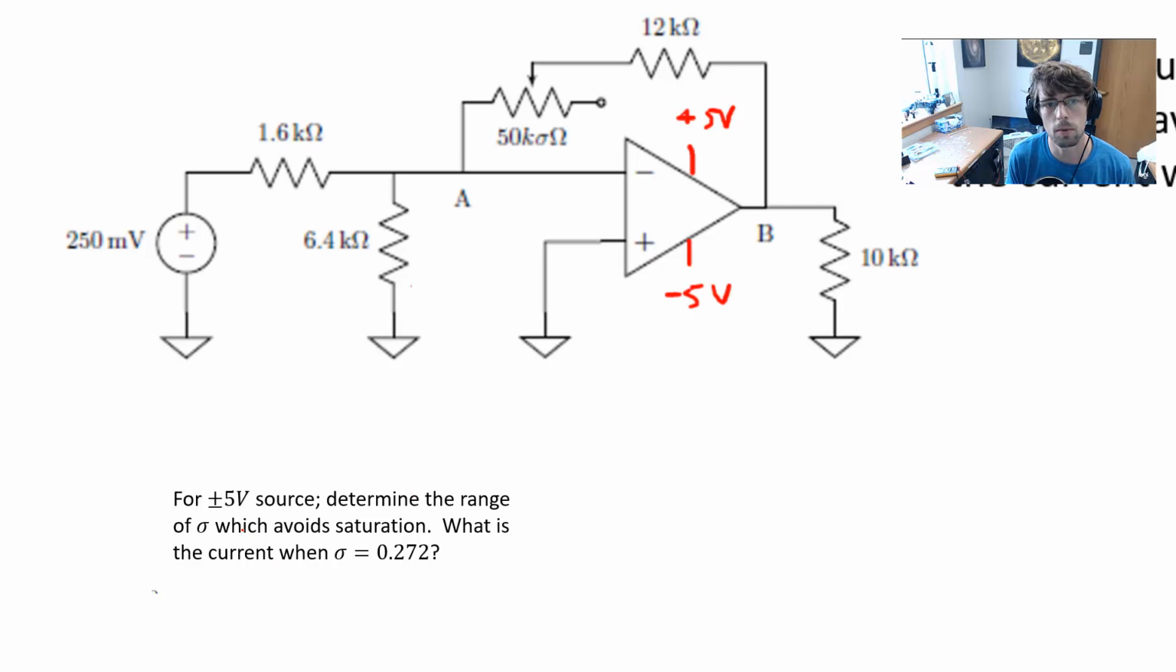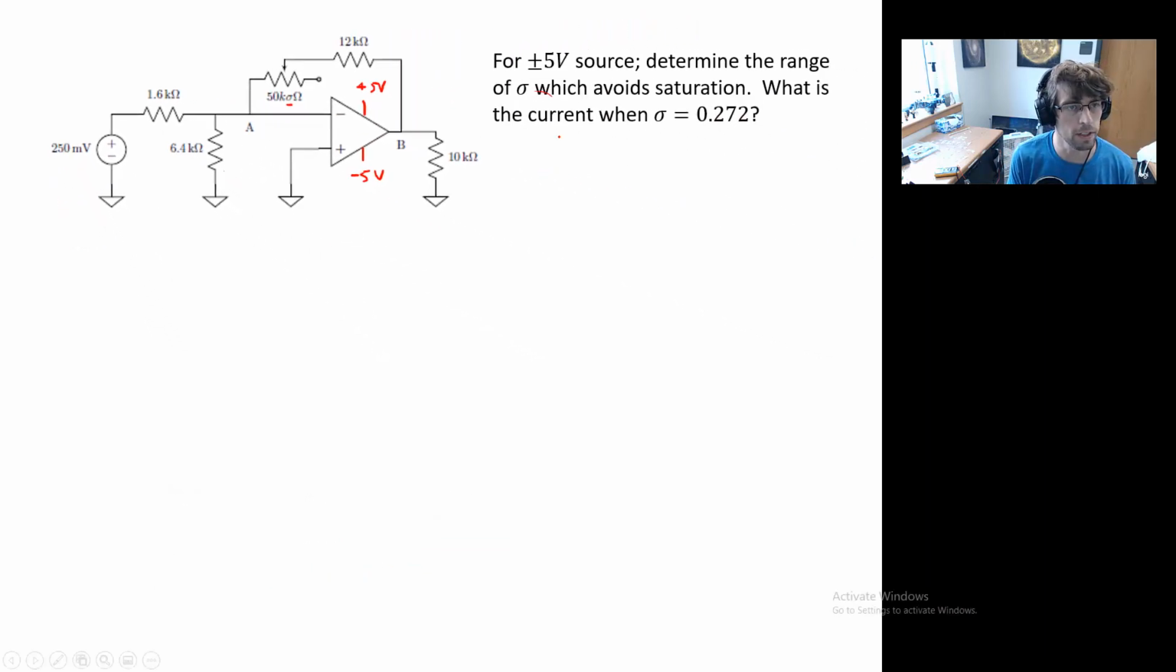So determine the range of sigma. You notice that we have a sigma right here in the potentiometer that avoids saturation. What is the current when sigma is equal to some fraction? Okay, so we've got a couple of ideas here. Let's go at it.